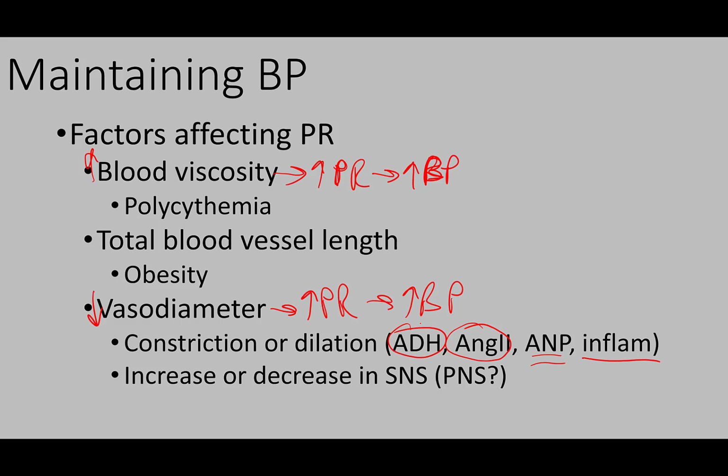And as we said initially, SNS controls vasodiameter and peripheral resistance. PNS plays no role. So if there is an increase in SNS, that causes a decrease in vasodiameter. And if there is a decrease in SNS, that causes an increase in vasodiameter. But PNS plays no role in vasodiameter at all.